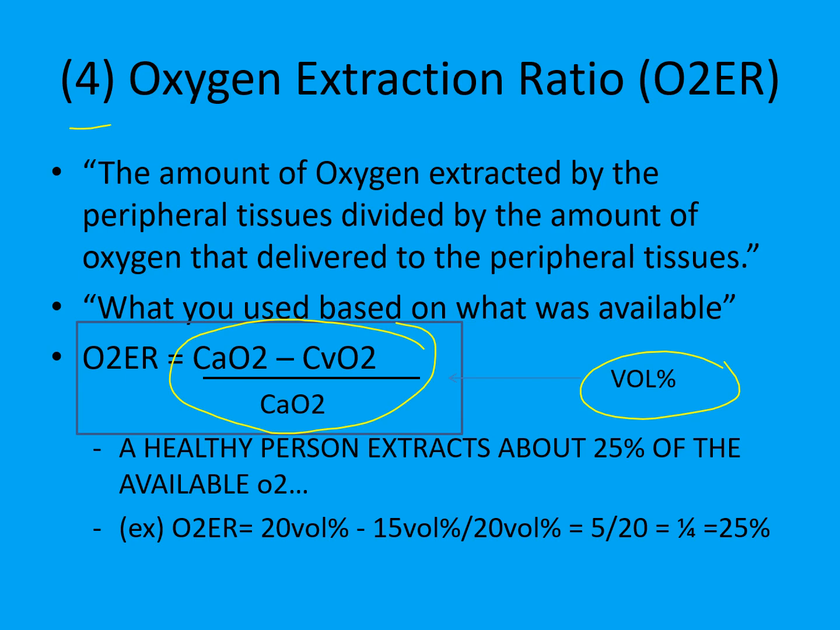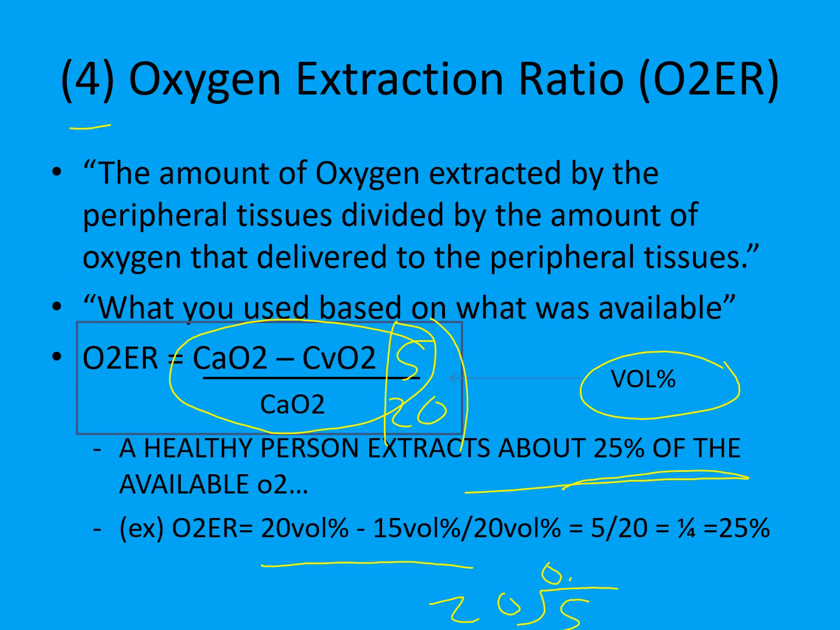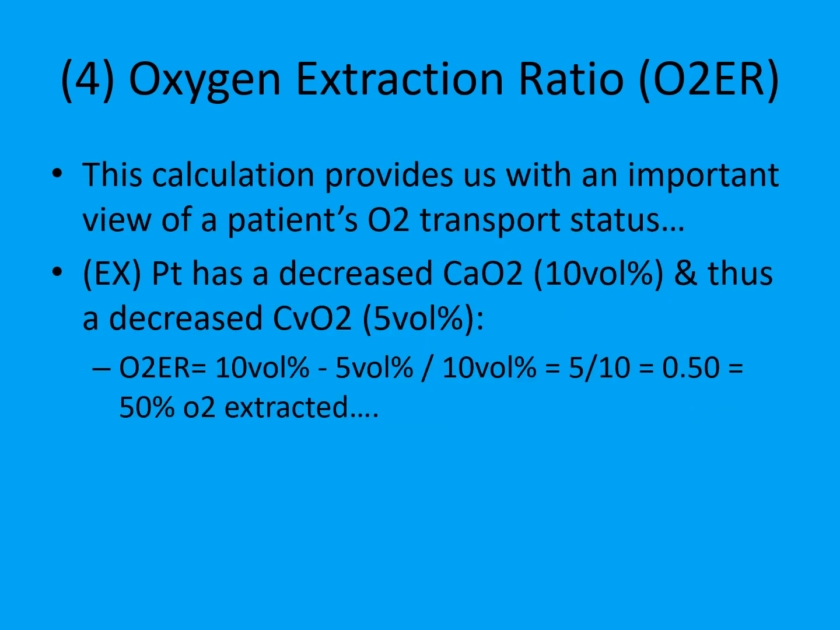Okay. So a healthy person usually only extracts about 25% of the available oxygen. So 20 minus 15 is 5. 5 over 20, because I just did 20 minus 15 to get 5 over 20. And 5 divided by 20 is 0.25. So our oxygen extraction ratio is 0.25 or 25%.